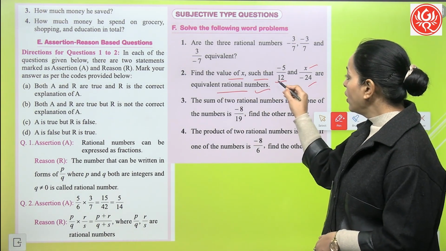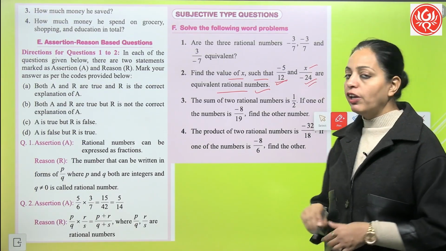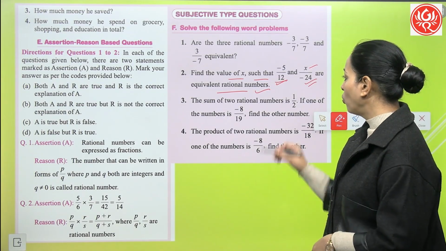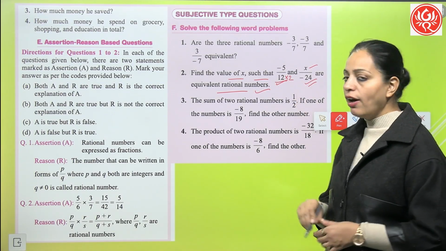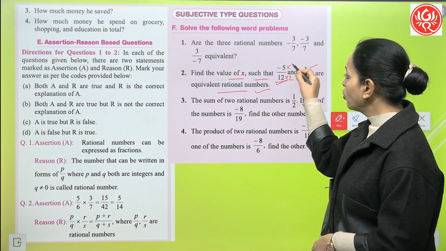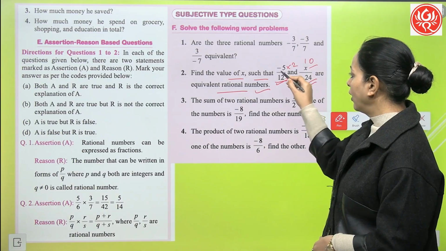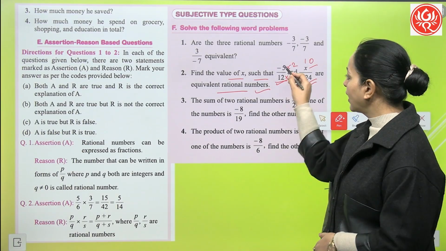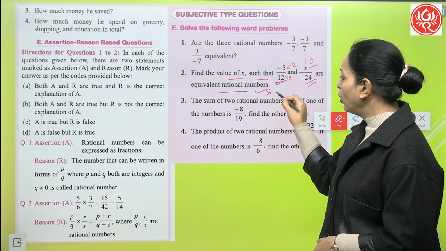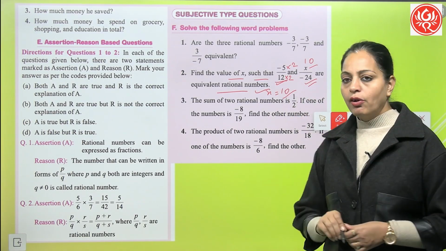अब आप देखो 12 है यहाँ पर और यहाँ पर 24 है, minus 24, यानी 12 twos are 24, and here 5 into 2, right? So what will you get? You will get 10. Both are negative, हम minus कहीं भी लगा दें. So x value is 10, right?